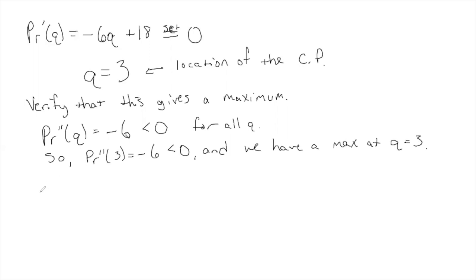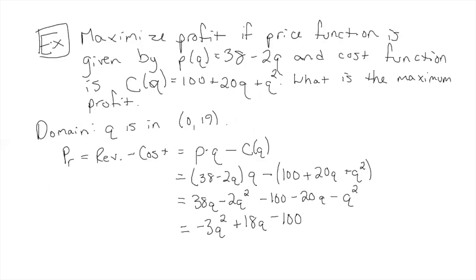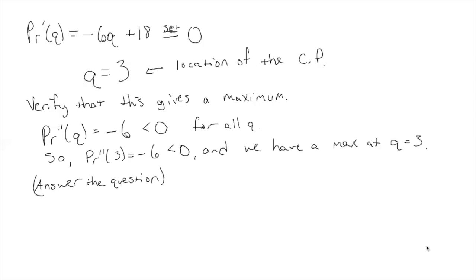So now all we need to do is answer the question. We found the location of the thing, but we need to make sure we answer the question. Remember that the initial question was, oh, right here. What is the maximum profit? That should have a question mark there. So we found how many we needed to sell to maximize the profit. So now all I need to do is return to the original profit equation and plug in 3.